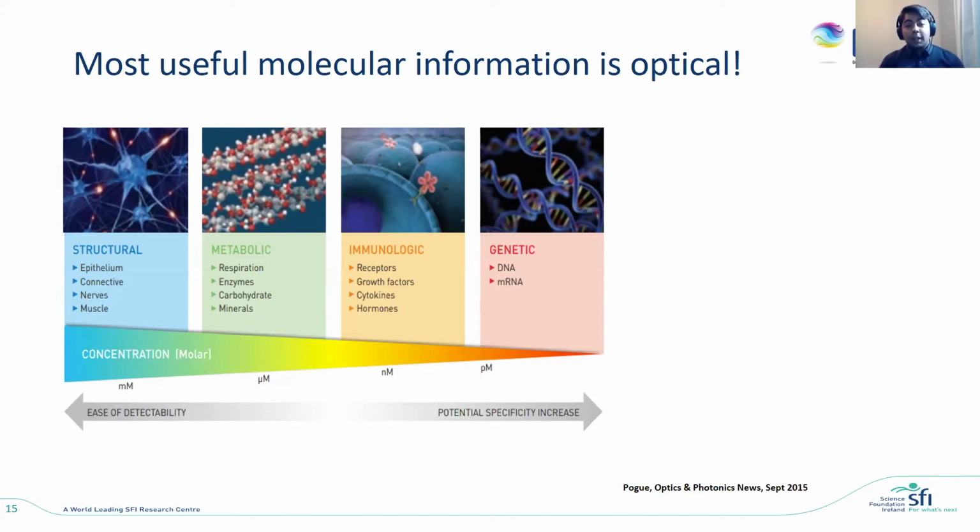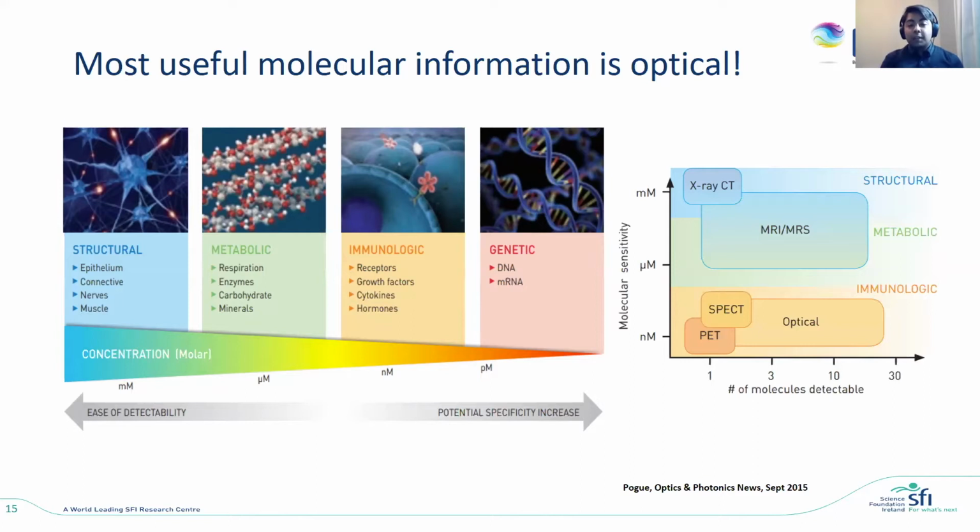So you can have high concentrations of changes, where you see structural changes. Once you have changes at a smaller concentration, you will see metabolic changes. Even smaller, you go for immunological changes and then genetic changes. Biophotonics can probe concentrations that are close to immunologic changes. So you would be able to see very low concentrations, around nanomolar, and there are a number of molecules that are detectable using the optical technology.